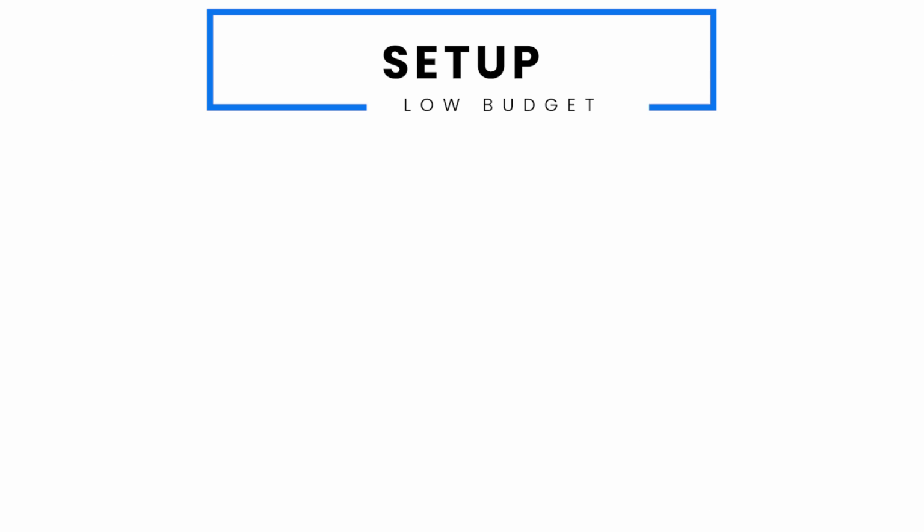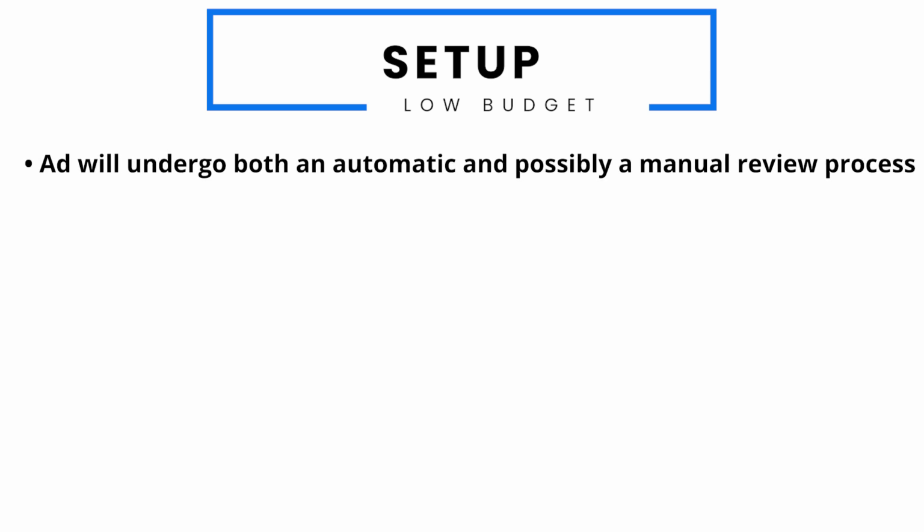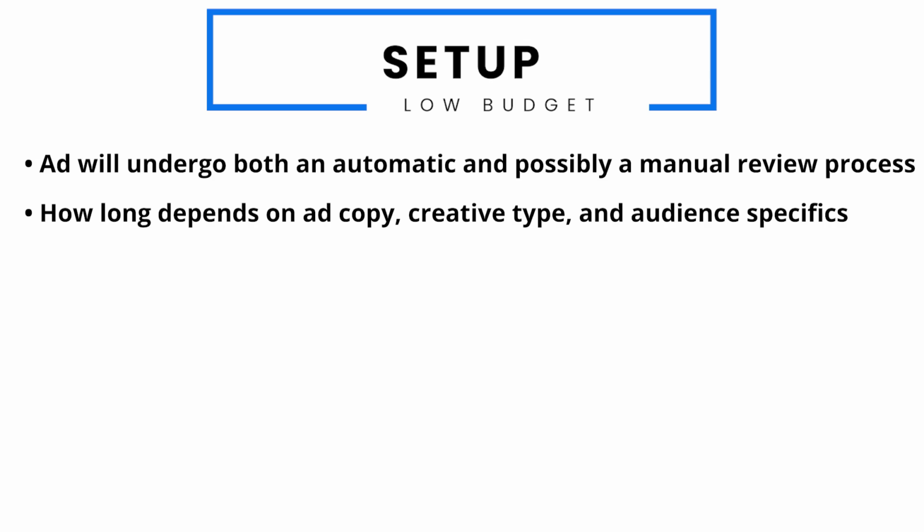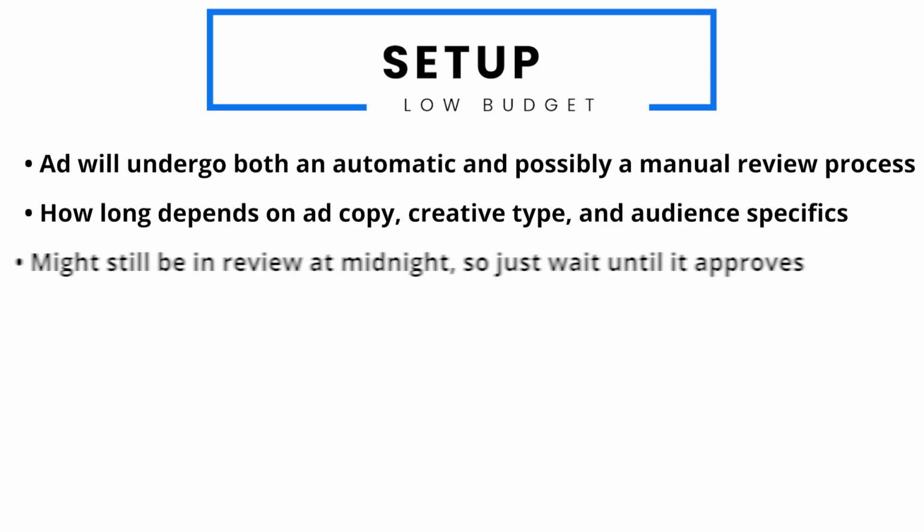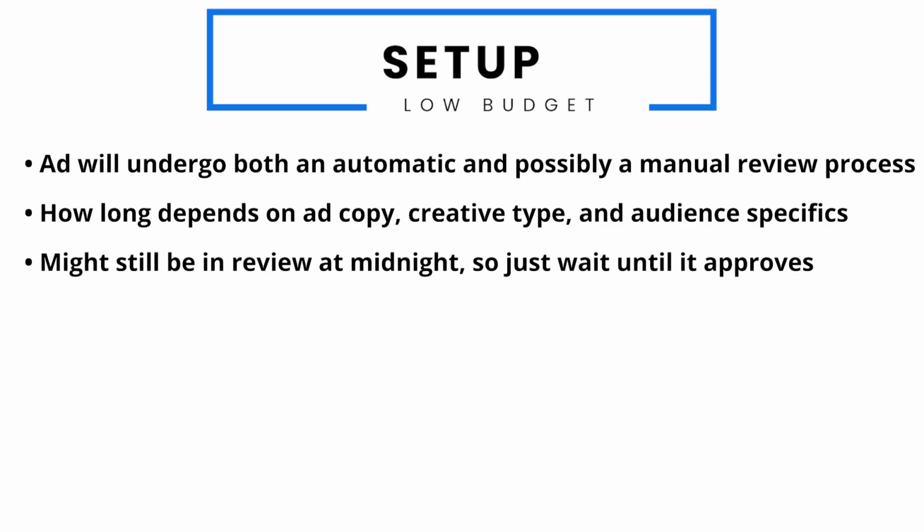Alright, at this point, you should have everything ready to go, so just hit publish. Now your ad will undergo both an automatic and possibly a manual review process. This can take some time depending on a number of factors like the ad copy, the creative type, and audience specifics. It might still be in review at midnight, and if that's the case, don't worry. Let it go through the approval process and it will start running as soon as it gets reviewed.